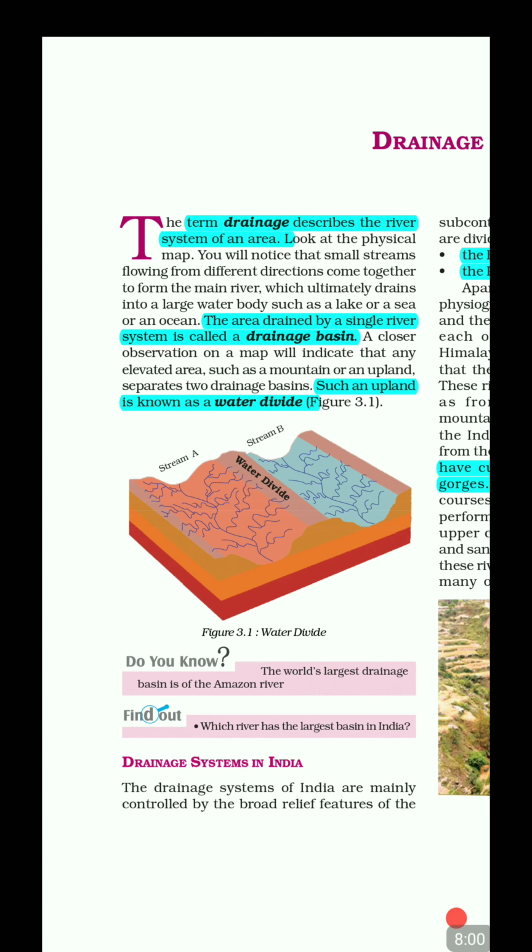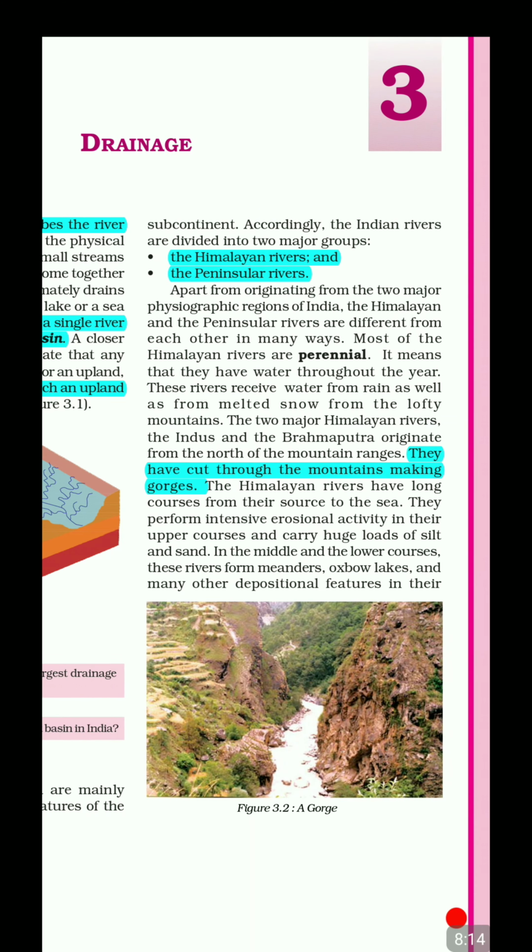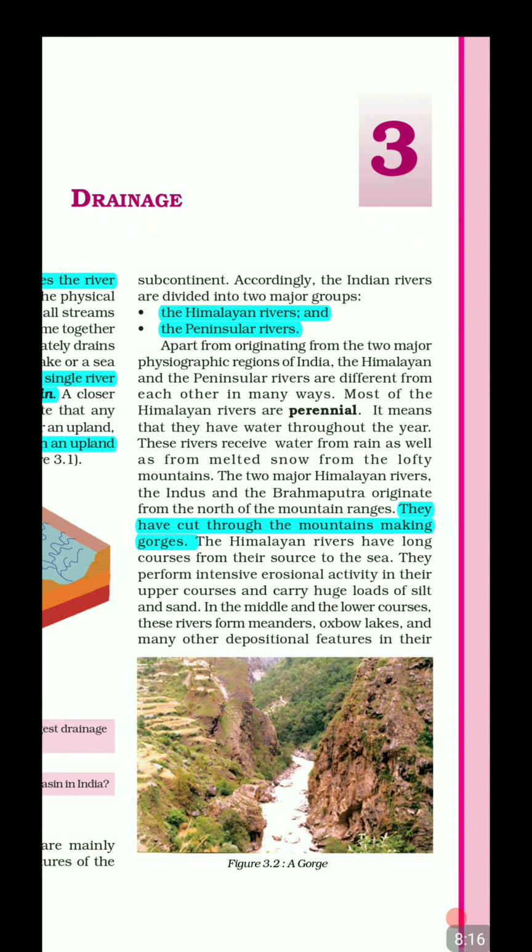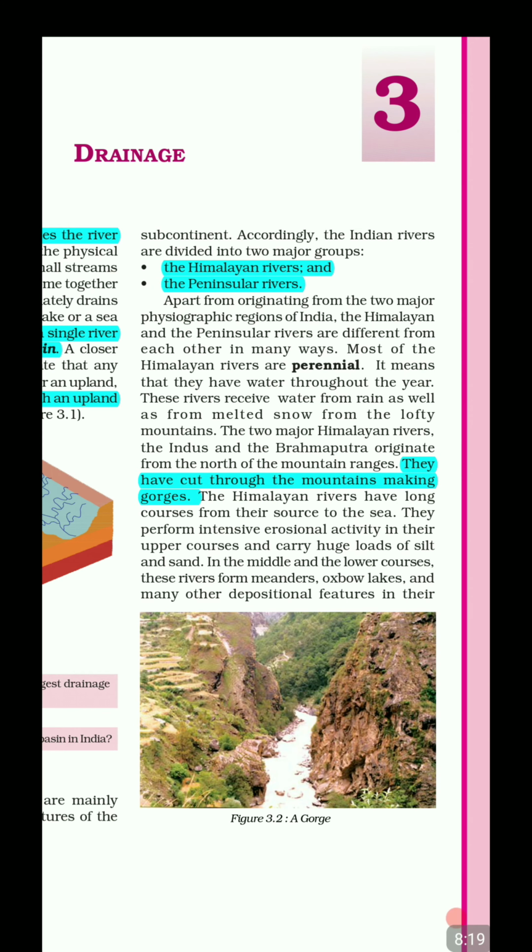Okay, so we discussed the first section of this chapter, that is the basic terminologies. Next, we move to the drainage system of India. The drainage system of India is mainly controlled by the broad relief features of the subcontinent. Accordingly, the Indian rivers are divided into two major groups, the Himalayan rivers and the peninsular rivers. Apart from originating from the two major physiographic regions of India, they are different from each other in many ways. So let's discuss.